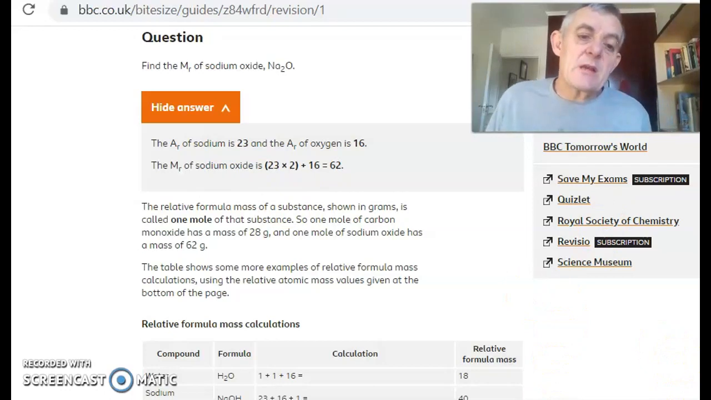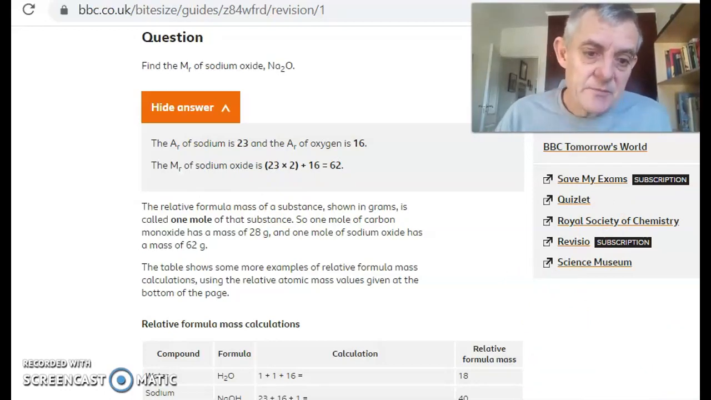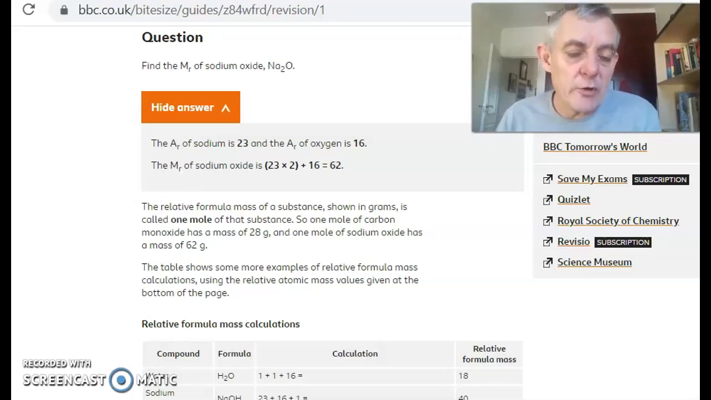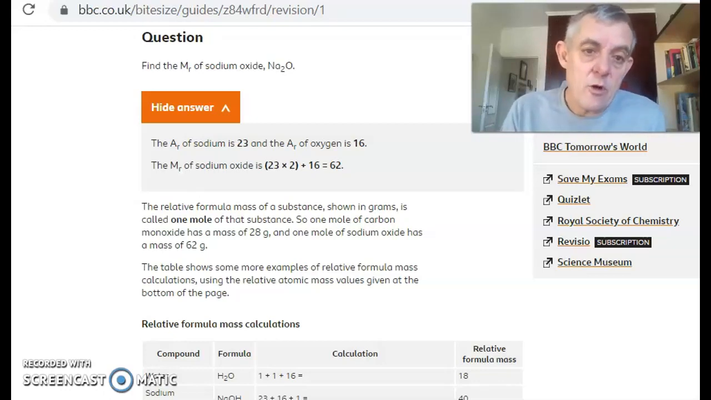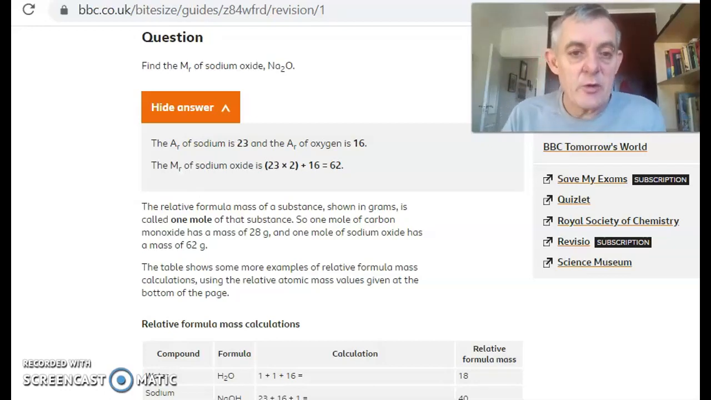Now, sometimes you will see it referred to as the relative molecular mass, but that can only be applied to molecules like water or carbon monoxide, but it can't apply to sodium oxide because that is an ionic compound. So to avoid confusion, just call it the relative formula mass, because for carbon monoxide, the formula is CO, and that's how we calculated the relative formula mass. And for sodium oxide, it's Na2O.